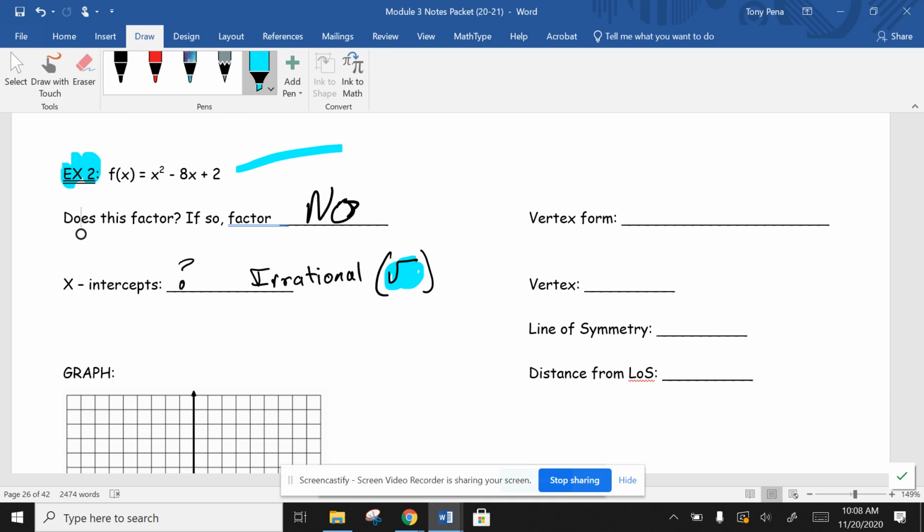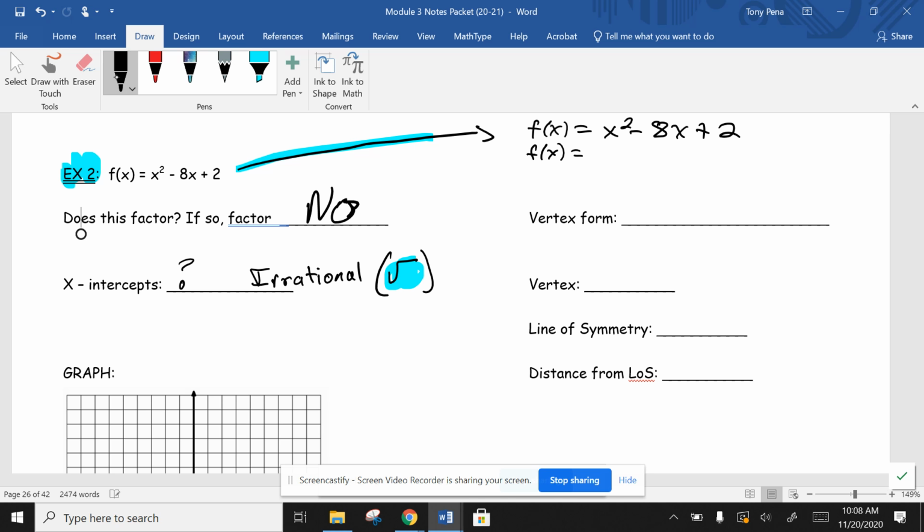So the next thing we're going to do is bring this over here, and we want to put this into vertex form. All right, so we'll do that work on that side, and then we'll put it on that line. So vertex form is just our whole completing the square. So I'm going to do x squared minus an 8x, figure out what number I want to add in there to make a perfect square. And then whatever we add, we're going to subtract away from the 2 on the back.